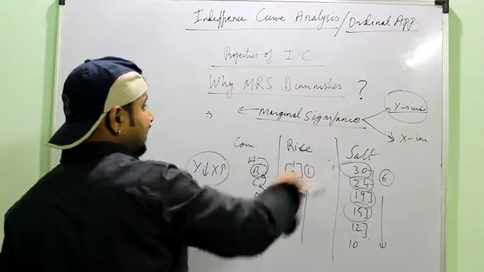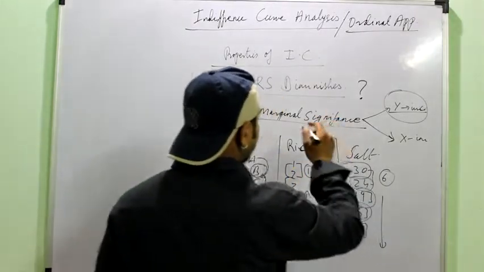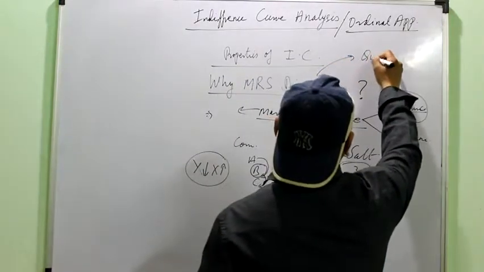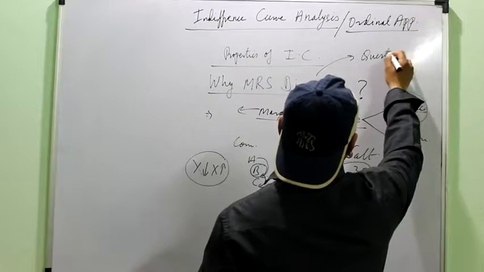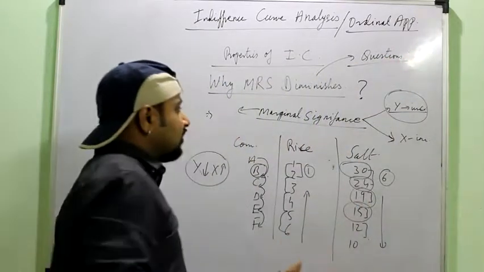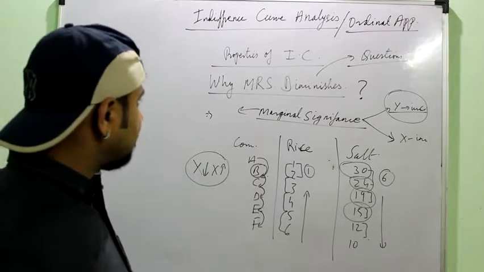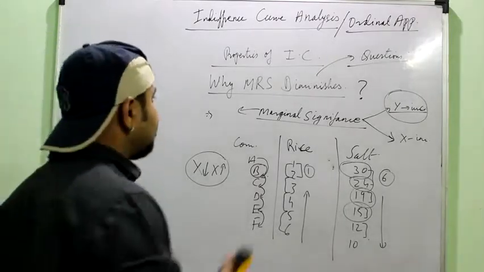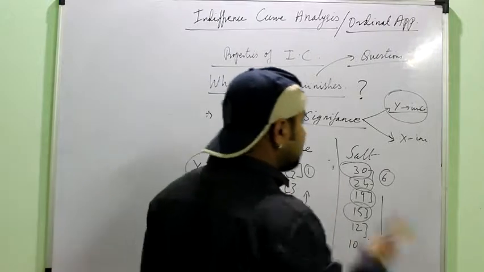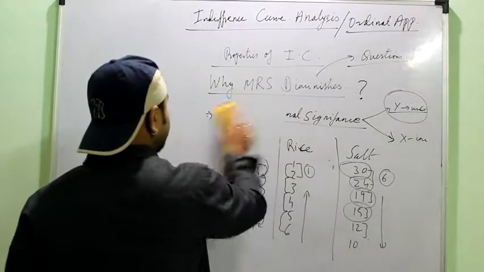Why am I stressing again and again on this concept? Because it is a very important concept. Questions are often framed from here. You have to remember why MRS goes on diminishing, or explain MRS with the help of a numerical example, or why is an indifference curve convex to origin. All have the same answer, right? So it is an important topic.